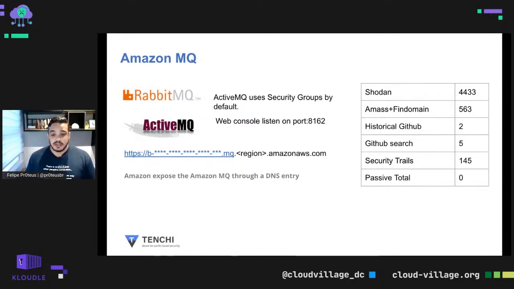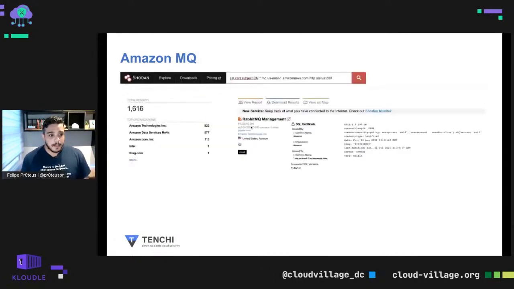So it's only protected by the login and password that you create when you create the RabbitMQ, right? I was able to find more than 4,000 RabbitMQs in Shodan, and that's pretty straightforward. For the rest, I was able to find around 1,500 on Amass Find Domain, 2 on historical GitHub, 5 on GitHub Search, and 145 on SecurityTrails, and none on PassiveTotal. But, well, this is the print screen from Shodan.